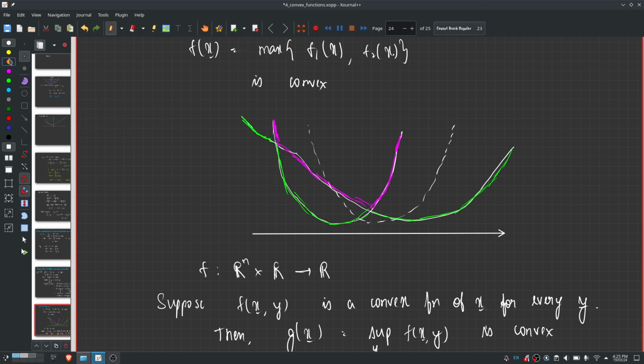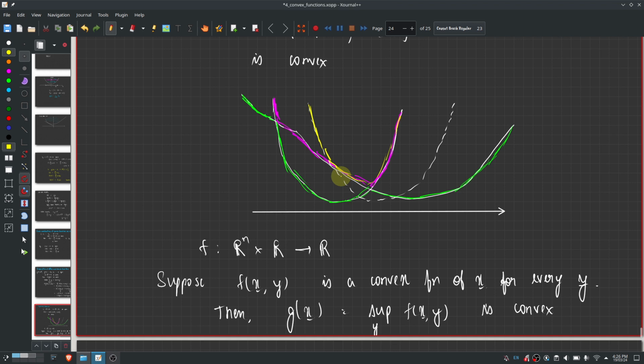So in this case, the maximum of these three functions would look something like this. You can think of the maximum of m functions or the supremum of infinitely many functions.